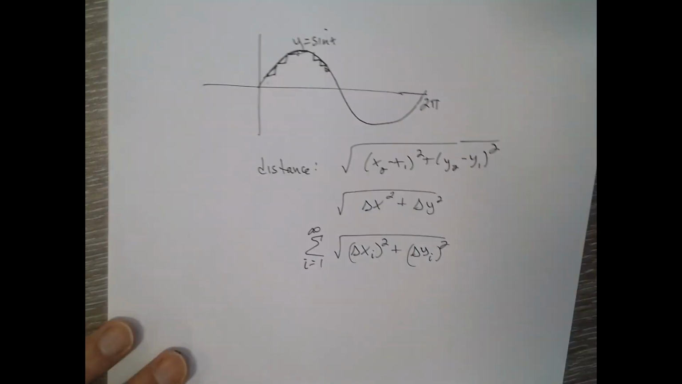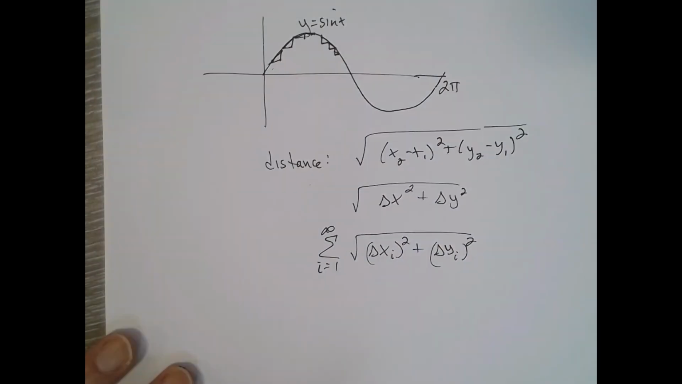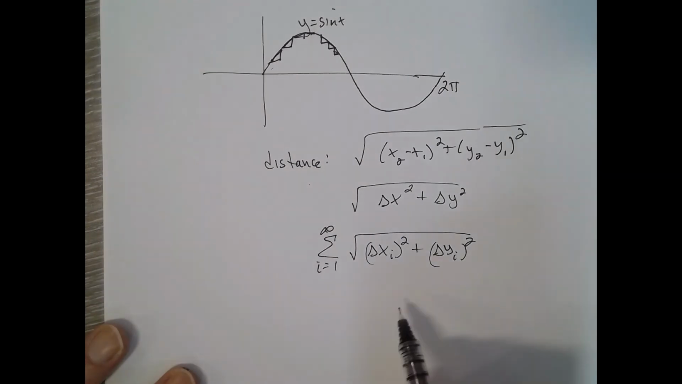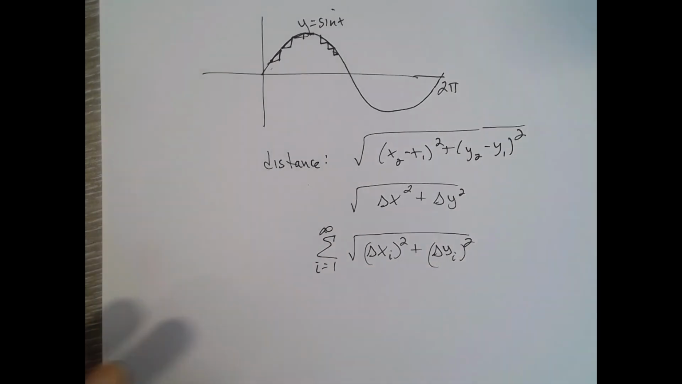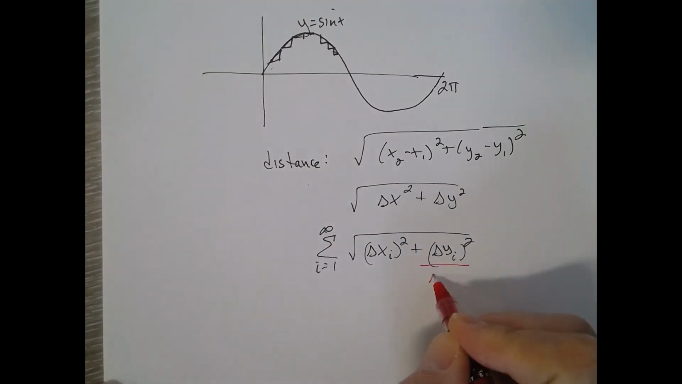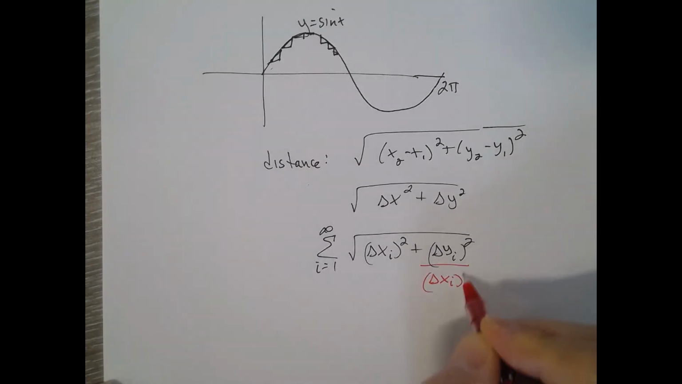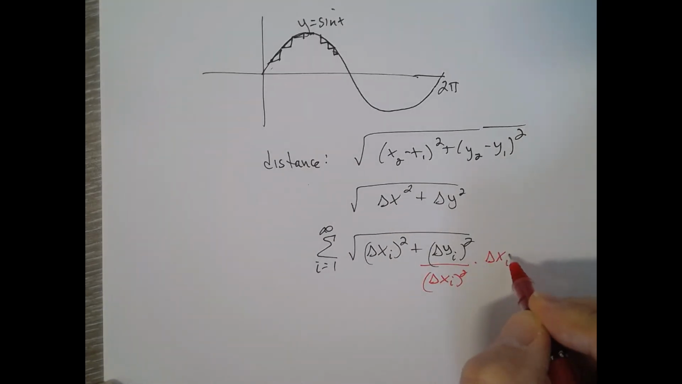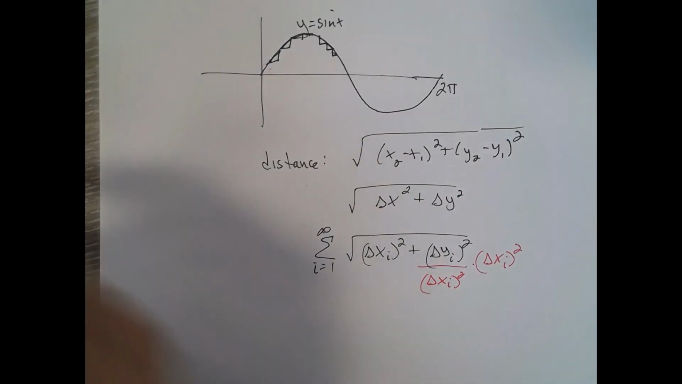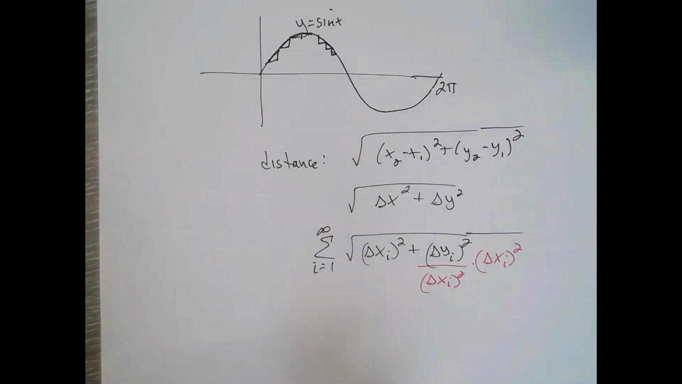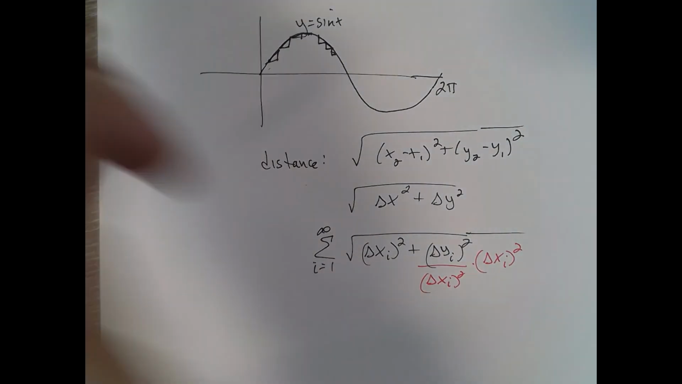So I'm just going to do some algebraic manipulation, and intuitively the first thing you want to do is divide by delta x sub i squared and multiply by delta x sub i squared. Everybody would have thought of that for sure. Yeah? Sorry, it's probably insulting to even show you that.